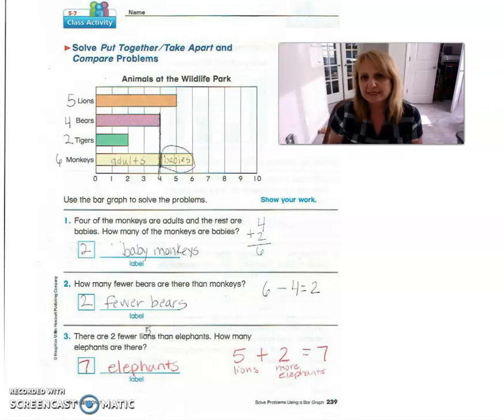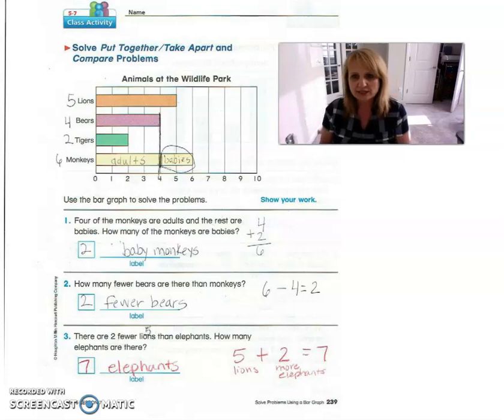Second graders, it is time for math, and we are going to check the page that we did yesterday. So if you will pull out page 239, let's check our answers from yesterday. I asked you to do number 3 on your own. It said there are 2 fewer lions than elephants. How many elephants are there?